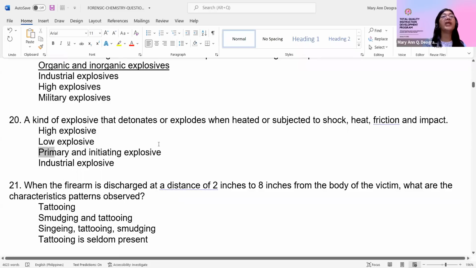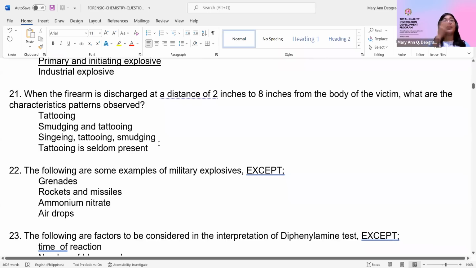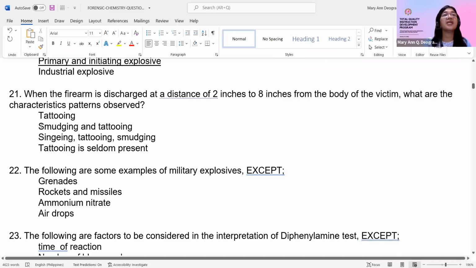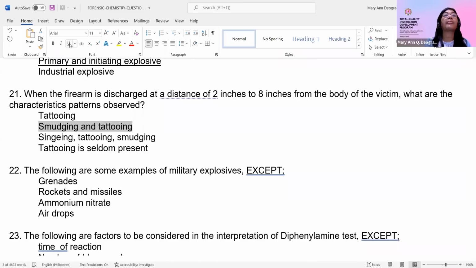Okay. Number 21. Yan. Nasabi ko na kanina to, when the firearm is discharged at a distance of 2 to 8 inches from the body of the victim, what are the characteristics or characteristic patterns observed? Nasagot niyo na to kanina. So it is smudging and tattooing. So 2 to 8 yan.